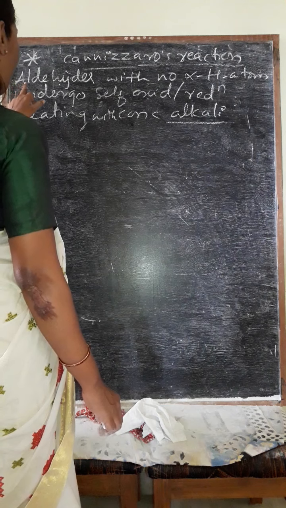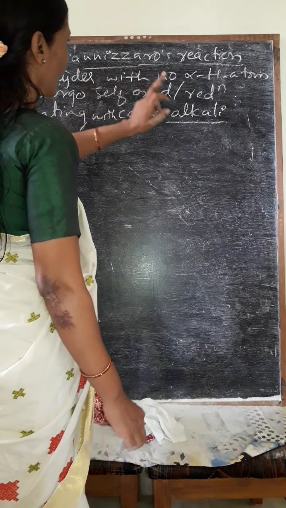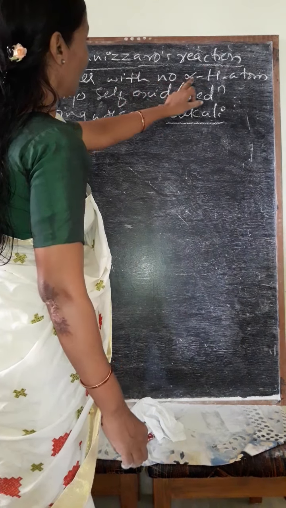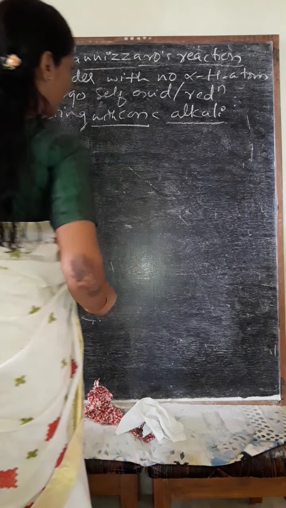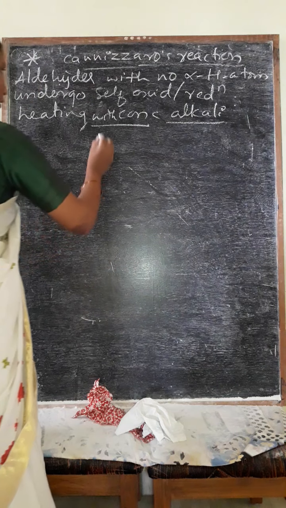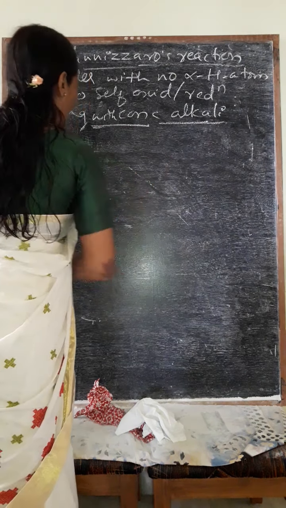For Cannizzaro, only aldehydes react. Aldehydes must have no alpha hydrogen atom. They undergo self oxidation and reduction, and they react with concentrated alkali. What is the possible product formed? This type of reaction is known as the Cannizzaro reaction. I will take one example, and another example you solve at home.